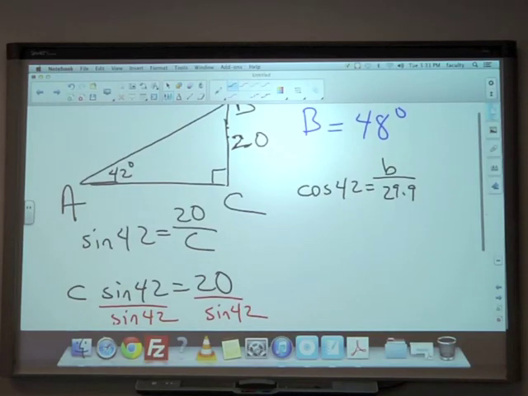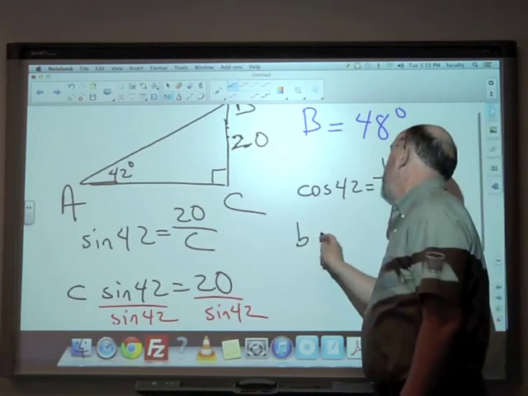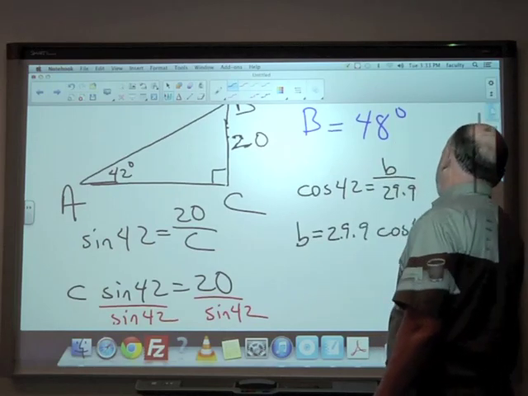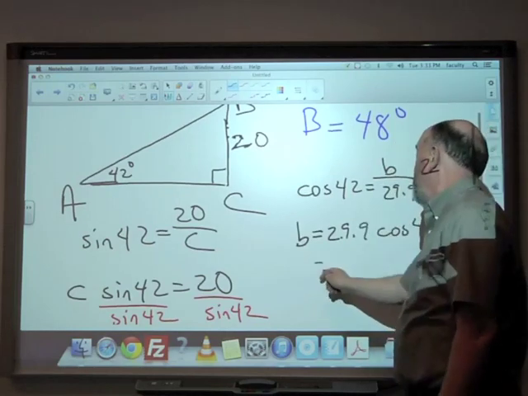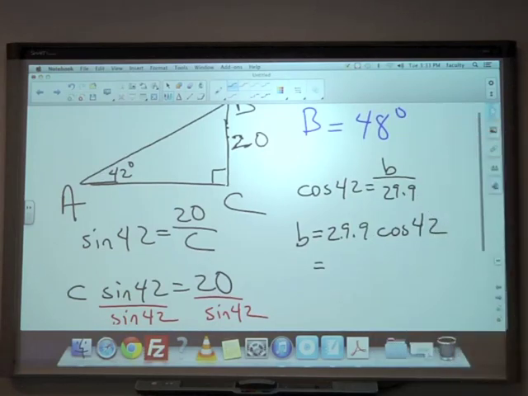What is the opposite of dividing? Multiplying. So B is going to be 29.9 times the cosine of 42. And that'll give us side B. And that comes out to be 22.2.